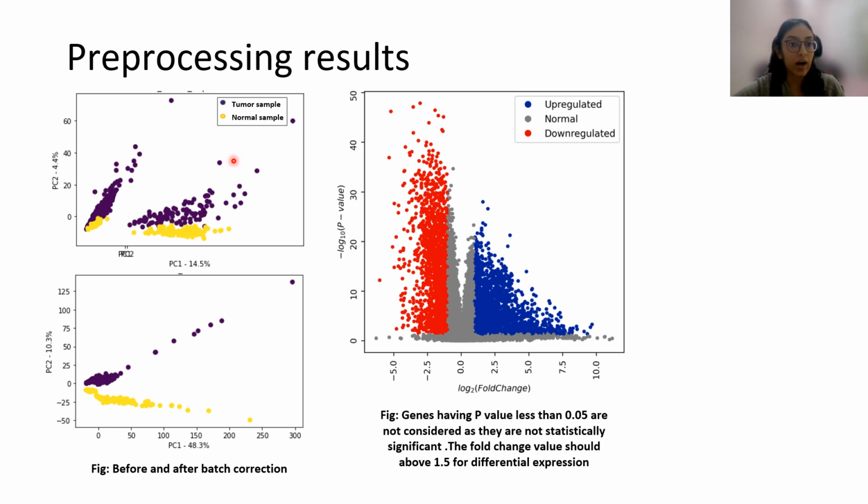Ideally, in our data set, we want the points to be clustered according to whether they are a tumor sample or a normal sample, and not according to the patient or the case file. Before batch correction, however, they are clustered differently. After batch correction, we see that the samples are being clustered according to whether they are tumor or normal. This graph shows us the cutoff for the threshold value and 0.05 as the p-value for statistical significance. So from this graph, we infer that 1.5 is the value for differential expression.